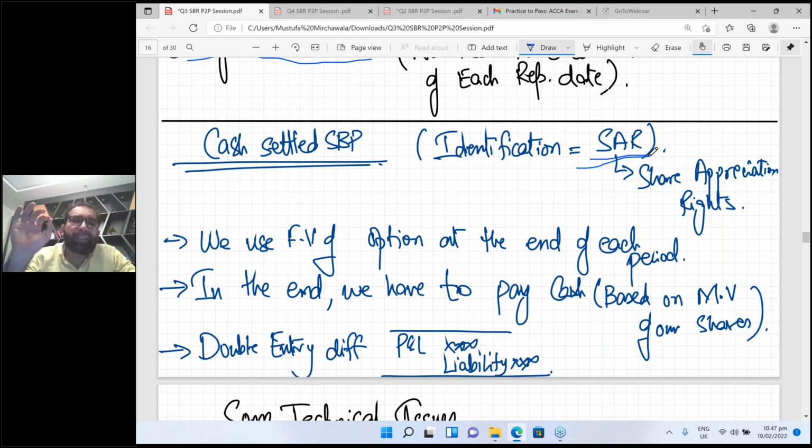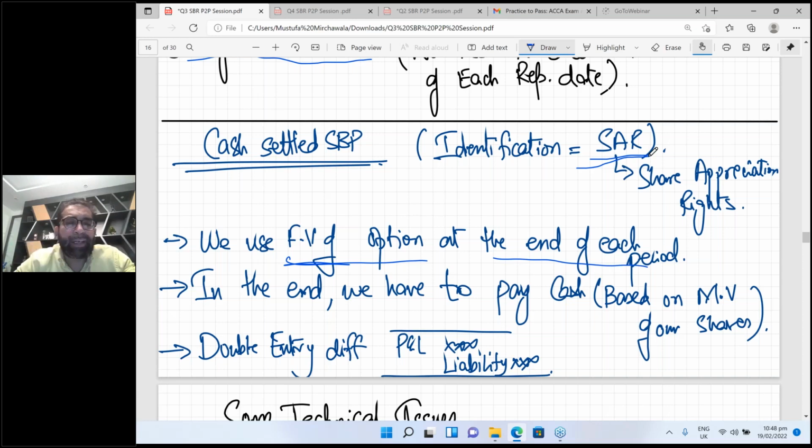Okay, now once you recognize that this is a cash settled share based payment, what is the difference between equity settled and cash settled? We use the fair value of the option at the end of each period. Now you don't need to use the fair value of the option at the grant date, but you have to use year end fair value, because now it's a liability. Now you have to pay the real market value. Second difference, in the end we have to pay cash based on the market value of shares, not shares.